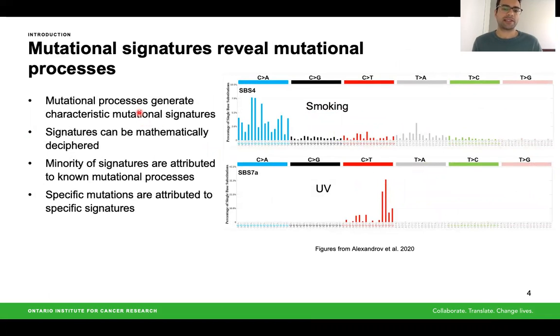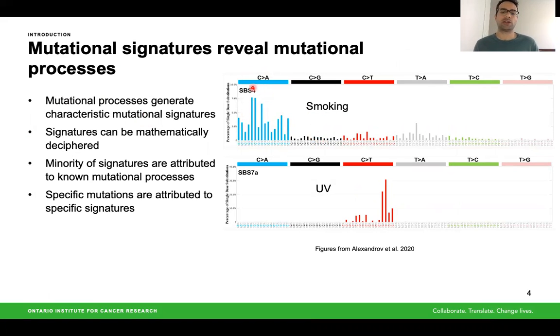So mutational processes actually generate characteristic mutational signatures, which can be mathematically deciphered. And a minority of these signatures are actually attributed to known mutational processes. So this is what a signature looks like here on the right, which is just a linear combination of different mutation types based on the actual mutation and its trinucleotide context.